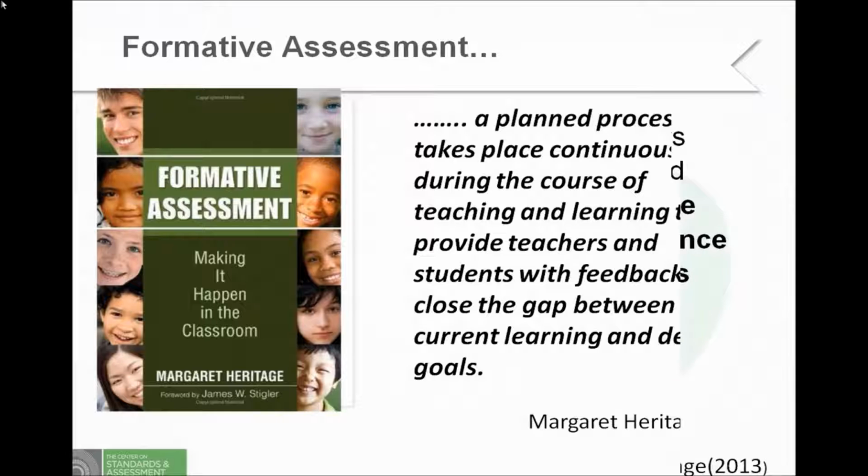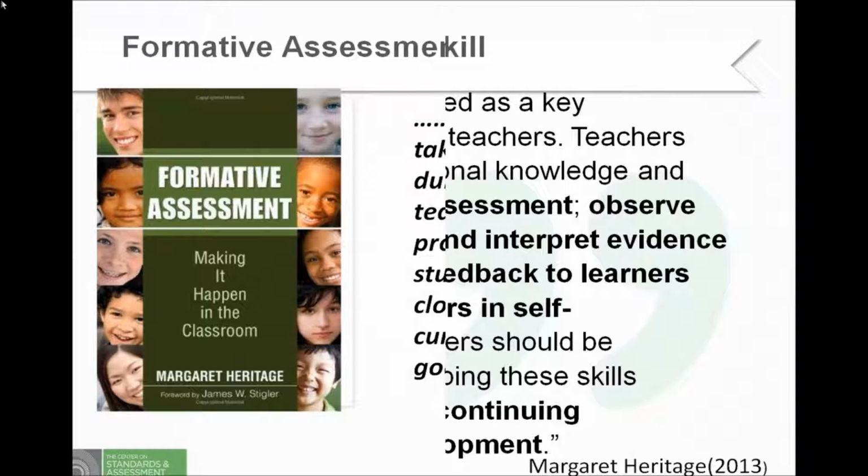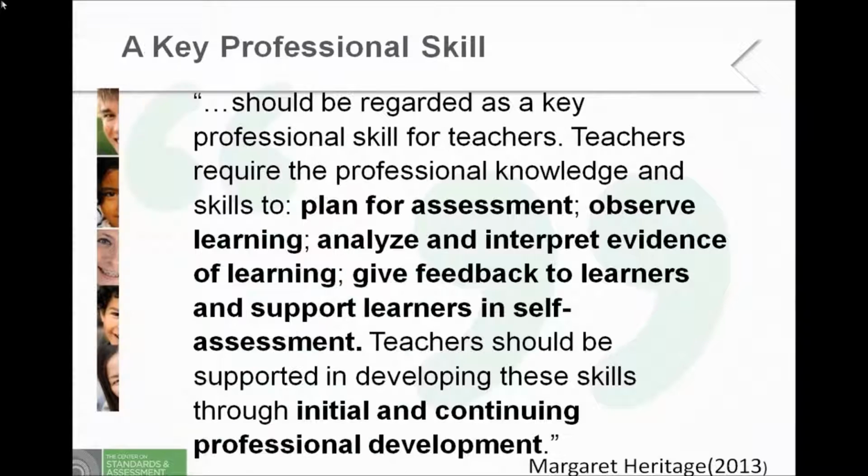And she thinks this should be a key professional skill for teachers. So as you're building out your lessons, think about whether you have areas where you can plan for assessment and observe learning. What types of evidence of learning are you gathering? What types of feedback would you like to provide? And there's a great phrase I remember as a teacher: feedback keeps you in the game. It's that feedback that you give to students that helps them move to the next level.